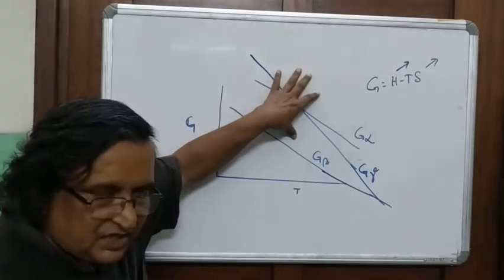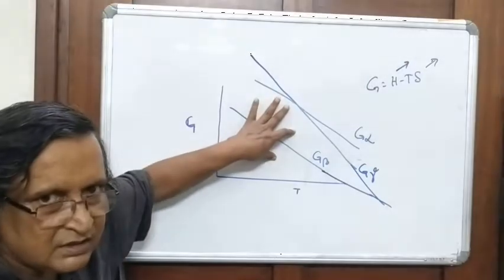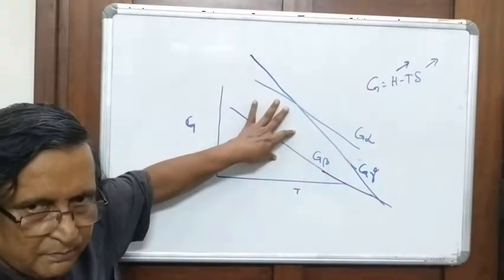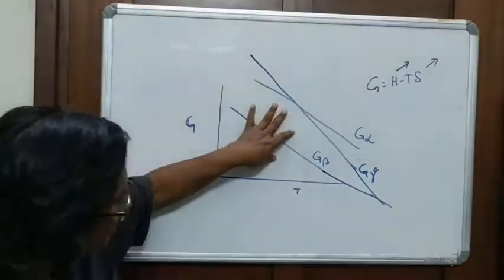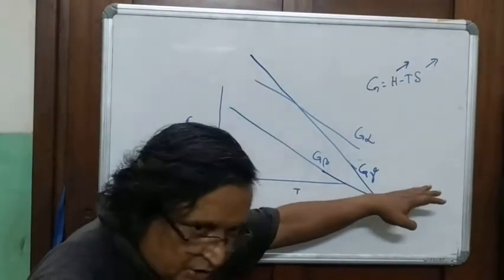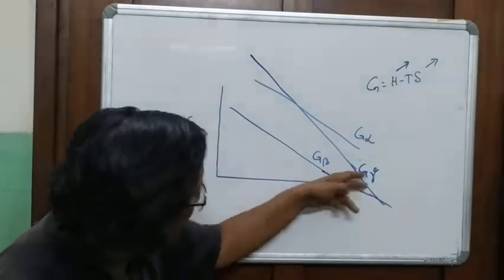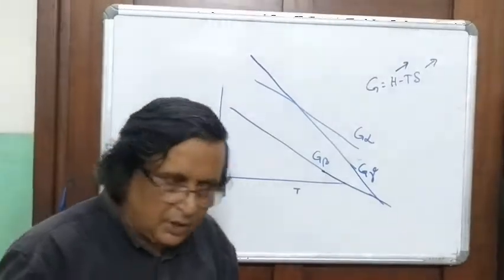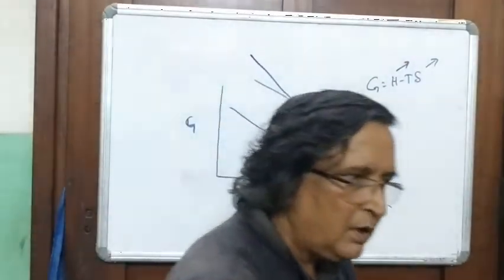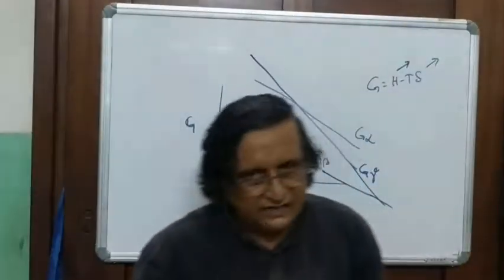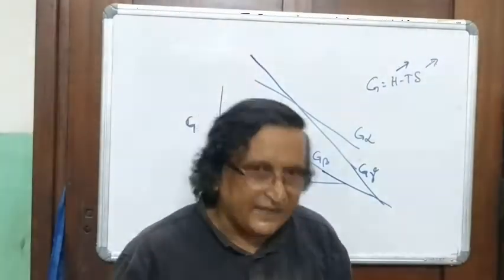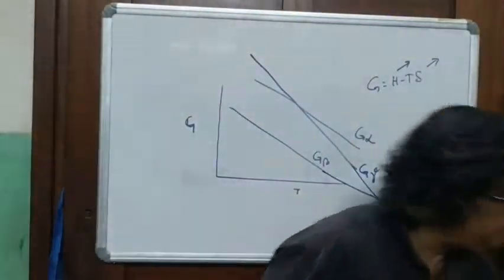But this stability is irrelevant because G beta is the one which is stable. So beta will be the stable phase. But if you go to another higher temperature, possibly they will intersect and you can have alpha and beta stable. So the stability field of a mineral or an assemblage of minerals is a function of temperature and pressure. In fact, a very complex function.